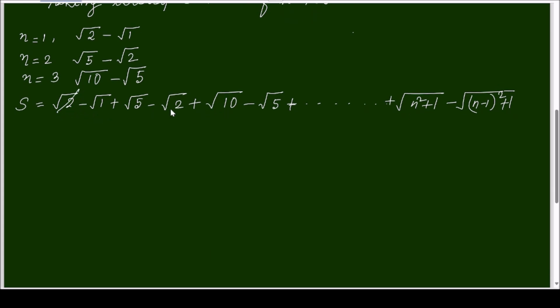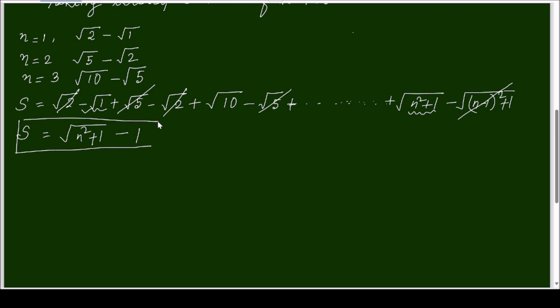So here these are cancelled. The first term of the first is cancelling with the second term of the second. The first term of the second is cancelled with the second term of the third. So now we can see through a telescope that the last term will be cancelled with the first term of the last but one. So only this will be left, and this will be left after taking the whole sum. So S equals square root of n square plus 1 minus square root of 1, which is 1. So this is the sum.